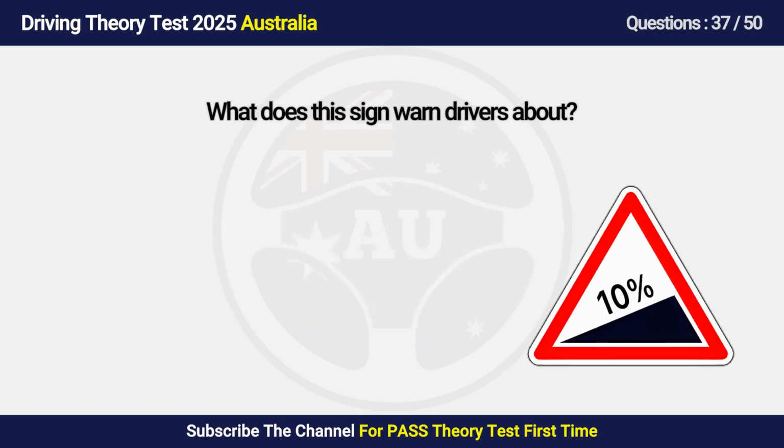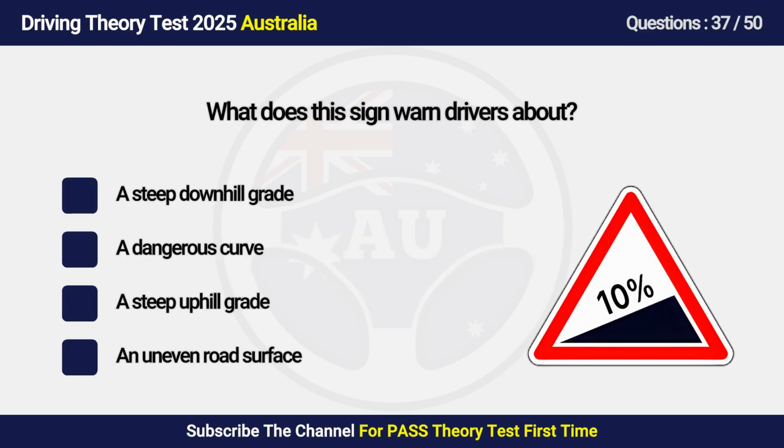Question 37. What does this sign warn drivers about? A. A steep downhill grade. B. A dangerous curve. C. A steep uphill grade. D. An uneven road surface.